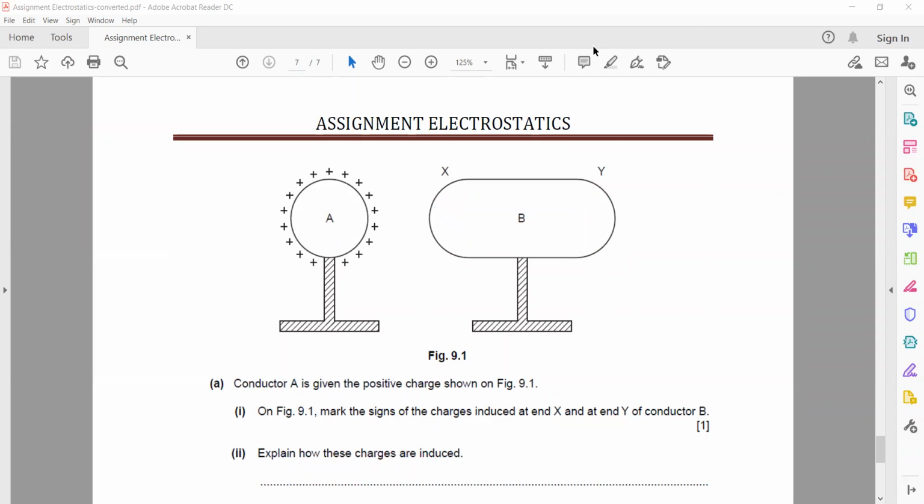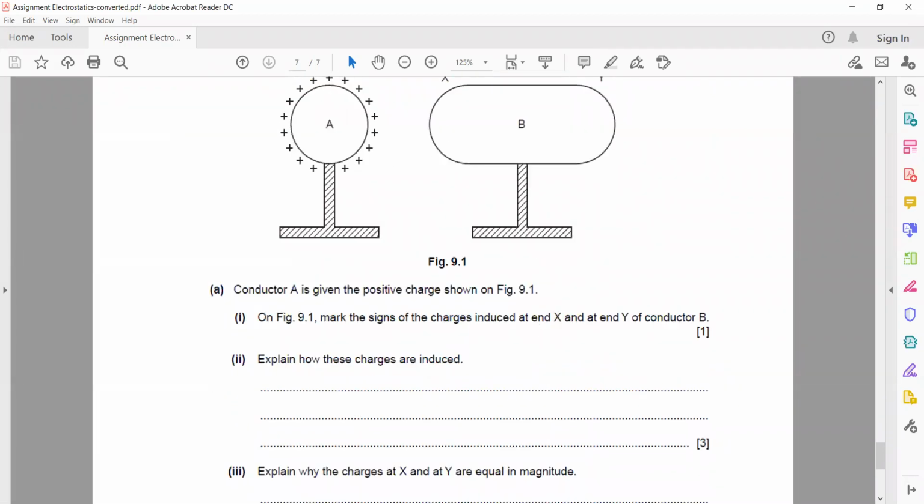So what happened? You just have to use the idea that the positive charges on A will attract the electrons. So they move towards the left-hand side. And the first thing you will mention is that like charges repel and unlike charges will attract each other.